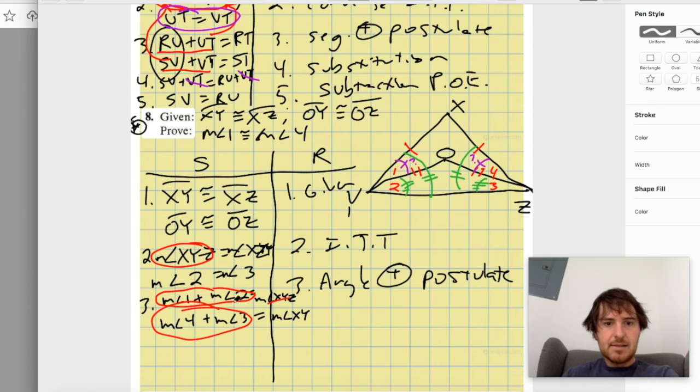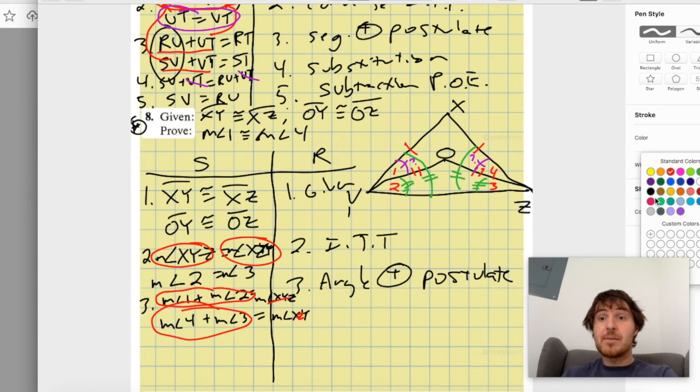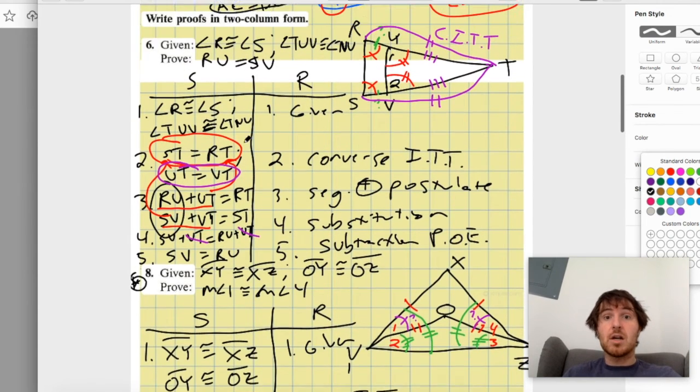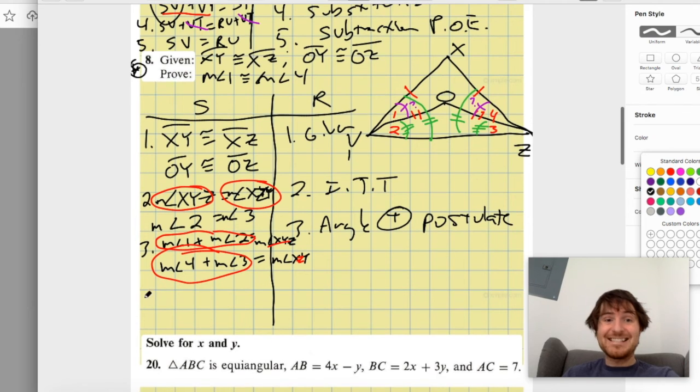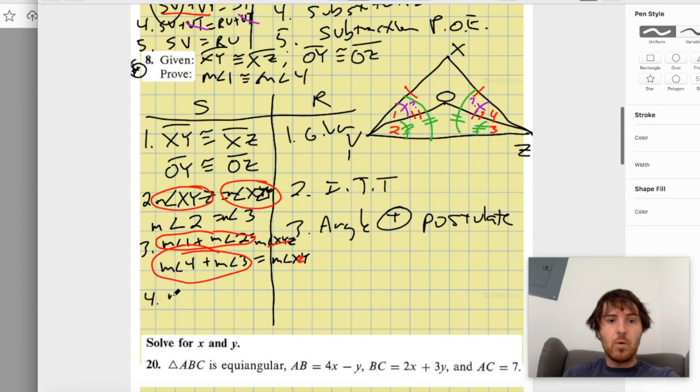I want to take this and replace measure of angle XZY. I missed the Z here because that's what I see right here. And so again, I'm going to do substitution. These proofs are almost exactly the same, this one here and this one here. Okay, so step 4 is measure of angle 1 plus measure of angle 2 equals measure of angle 4 plus measure of angle 3, and here I get messy, right?